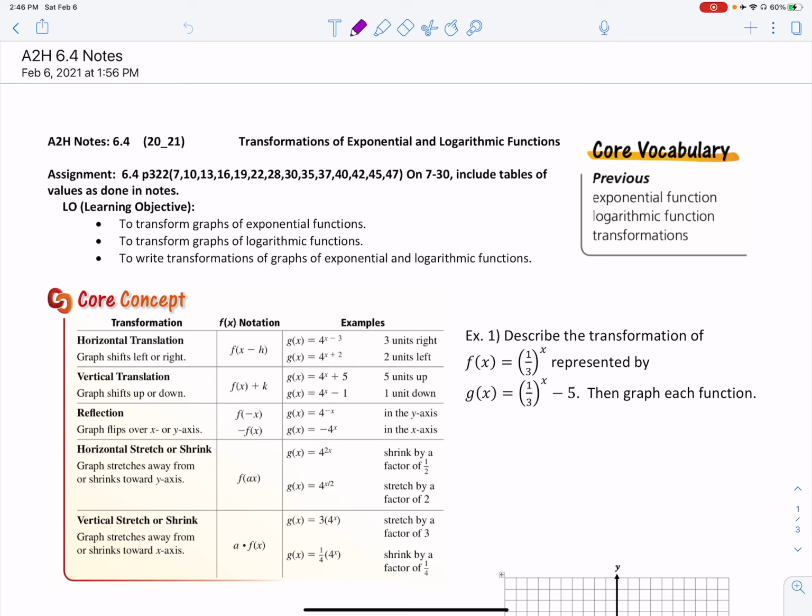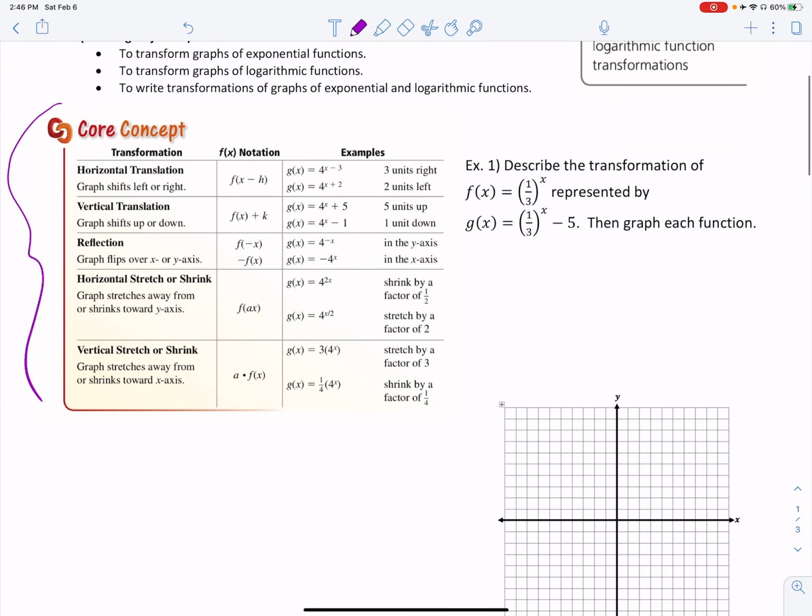And there will be some that I allow a calculator on, but we'll try to differentiate on which ones those are. So anyways, we want you to transform both exponential and logarithmic functions using our transformations. So once again, here's this table about our different horizontal and vertical reflections, and horizontal and vertical stretches and shrinks. And in example 1 here, you're going to be graphing a transformation of 1/3 to the x.